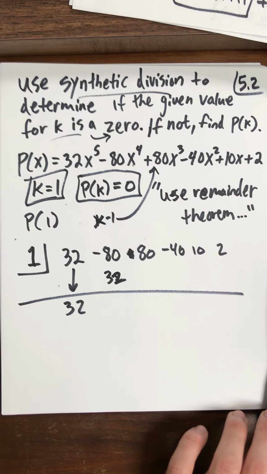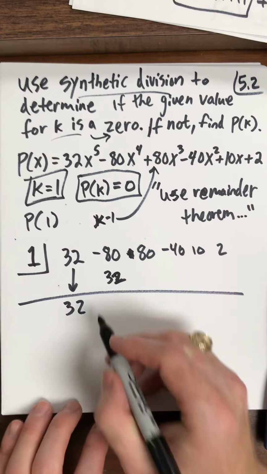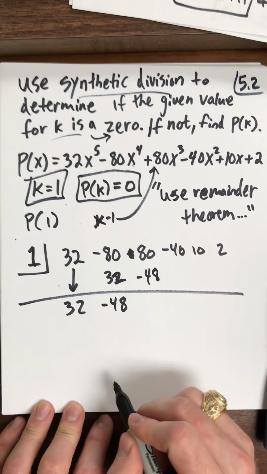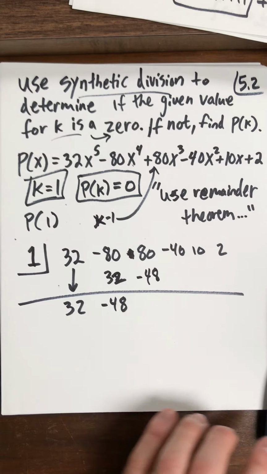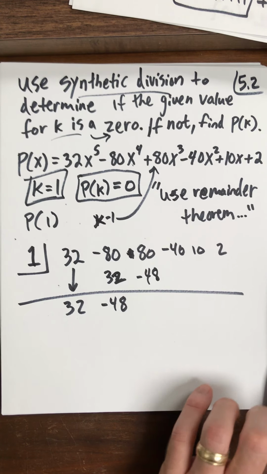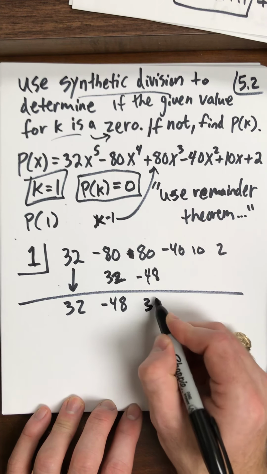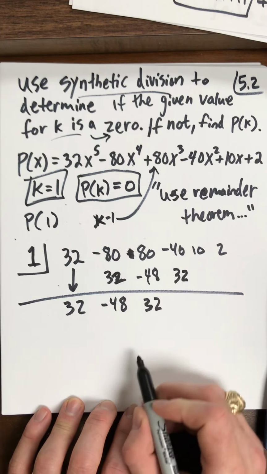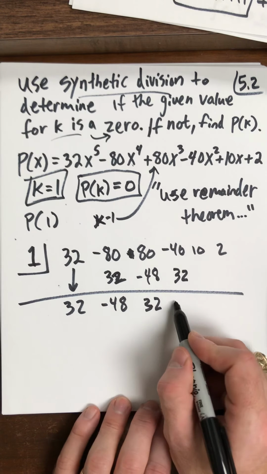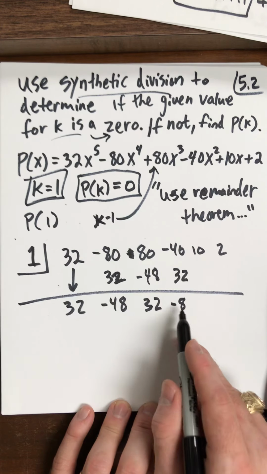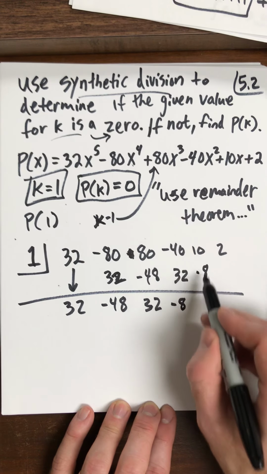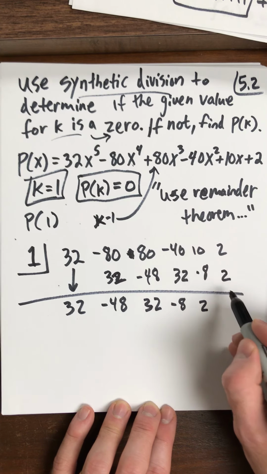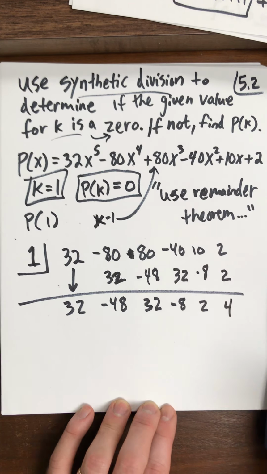So negative 80 and then 32 gives me negative 48. And then 1 gives me minus 48. And then I've got 80 and then minus 48. That's 32. Bring it up. I multiply. It's 32. And then combine these. I get negative 8. 1 times negative 8. That's negative 8. Plug this in. I get 2. And then 2 here. And that gives me a 4.